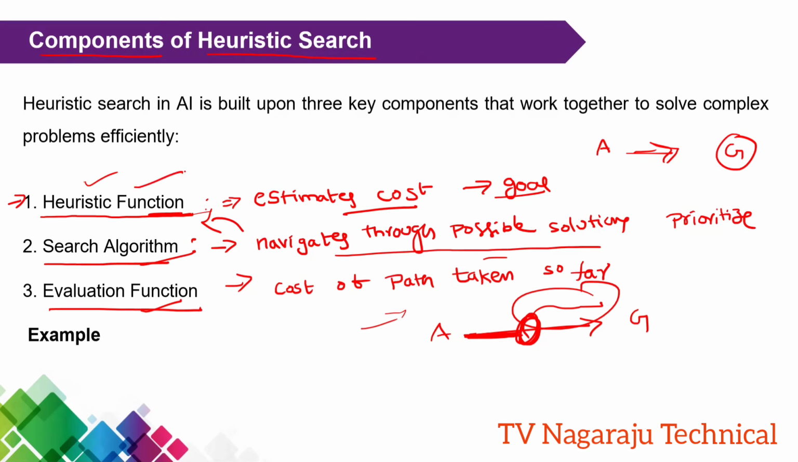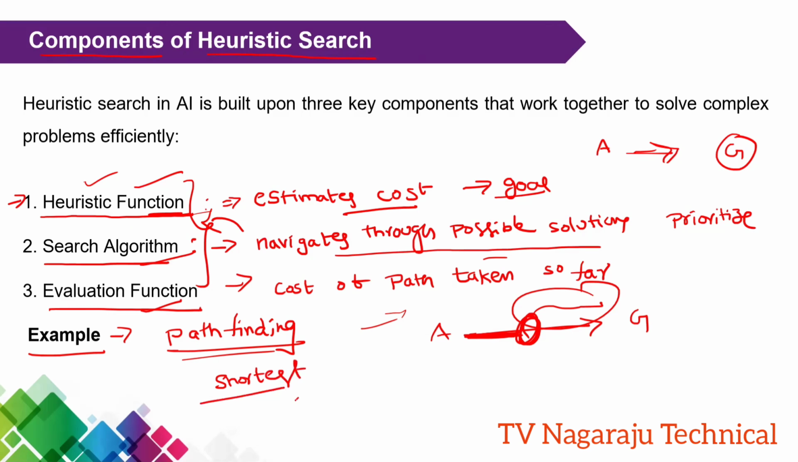The heuristic function is to estimate the cost. For example, suppose my example is path finding, to show how the components work together. Path finding means your aim is to find the shortest distance between 2 points. Yes or no? From A to G, multiple paths are available. You need to identify the shortest path.